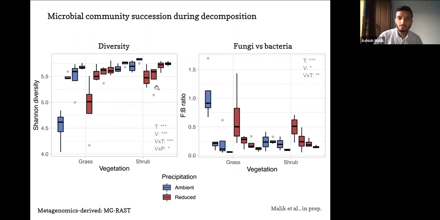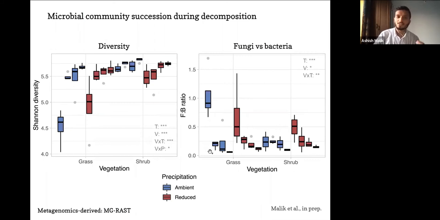grass and shrub communities. So these 8 points here are grass communities, the later 8 points are shrub communities. Blue is ambient precipitation and red is reduced precipitation. And the 4 points are time point 1, 2, 3, and 4. So the progression of decomposition. And what I'm showing here is that as decomposition progresses, the diversity increases.